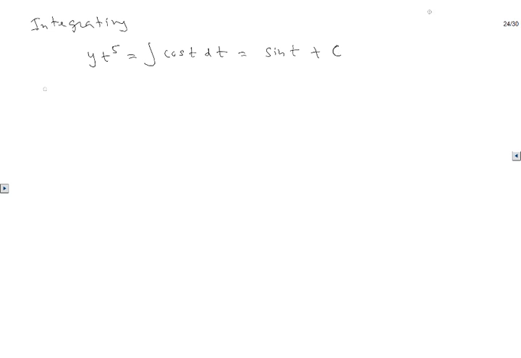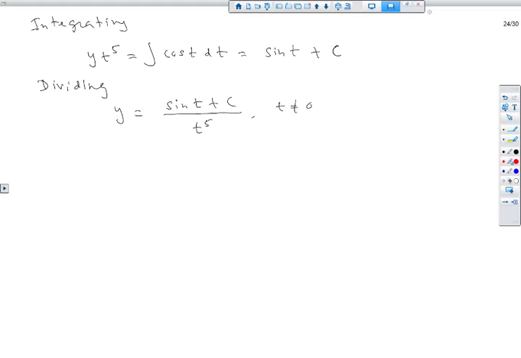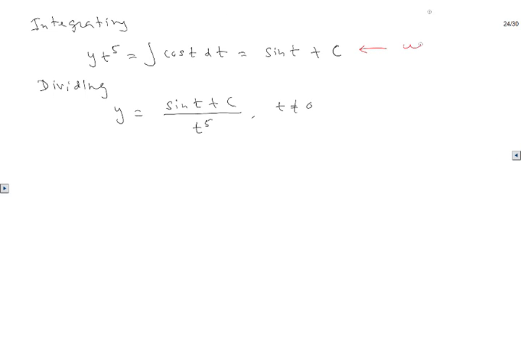Now dividing, we have y equals sine t plus c over t to the 5th power. We assume that t is not equal to 0. Good. If you know any initial condition, now we can use it to find c. Actually, you can use the initial condition even in a previous step, like here. It's sometimes easier because you don't divide yet, so sometimes you can do that also.